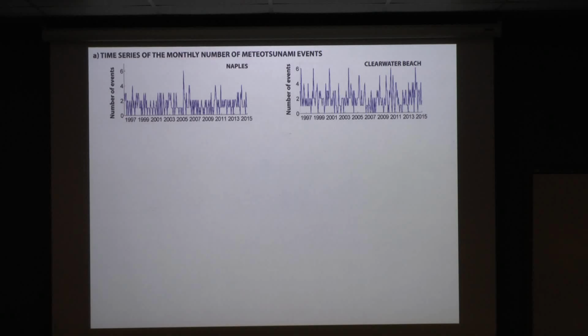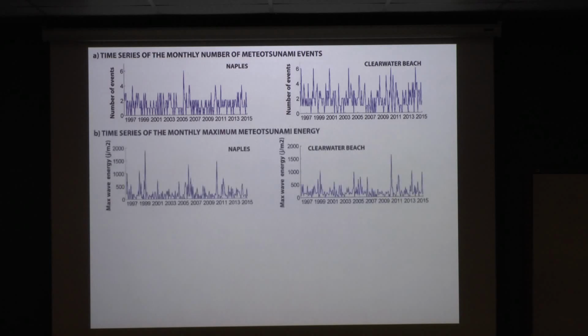Okay, so then what we did was we tried to analyze statistically how the number of occurrences, the number of events that we would see in the whole time series, varied in time. Here, in the x-axis are years. What we see is that in both stations, in Naples and in Clearwater Beach, there is some yearly variability, but we can also identify a longer variability in the signal, especially in Clearwater Beach. There is a variation of about 4 years or so.